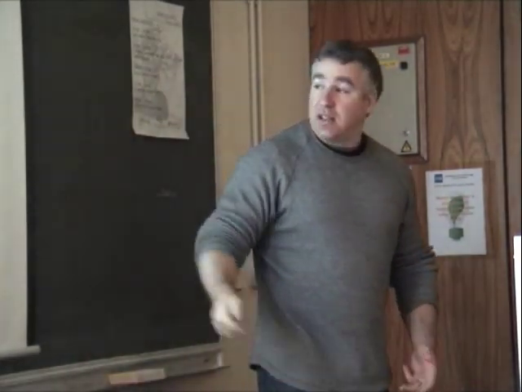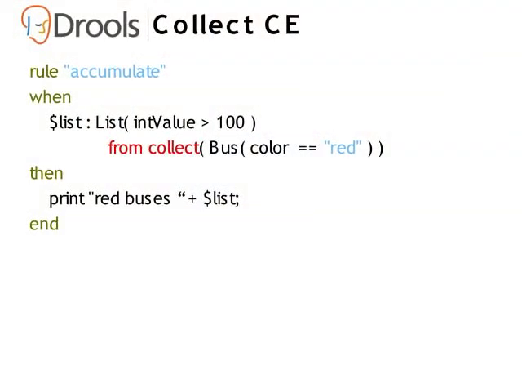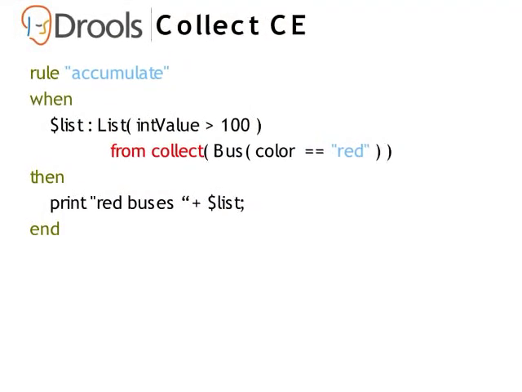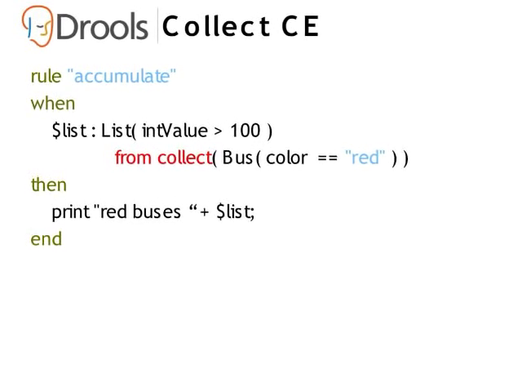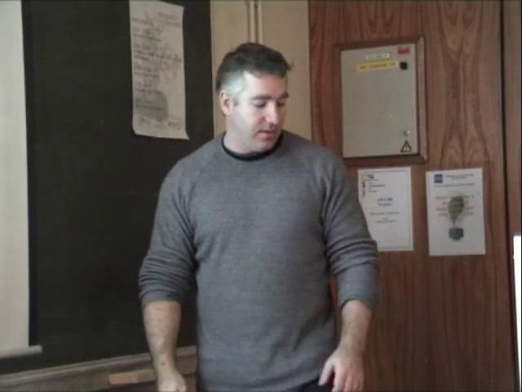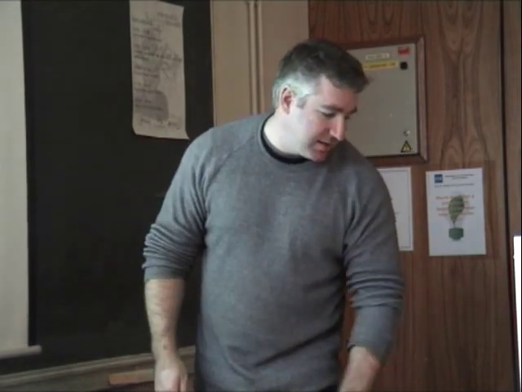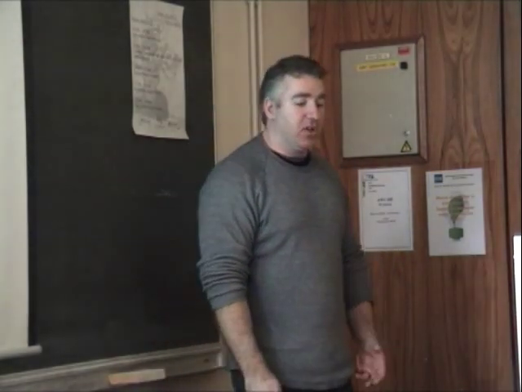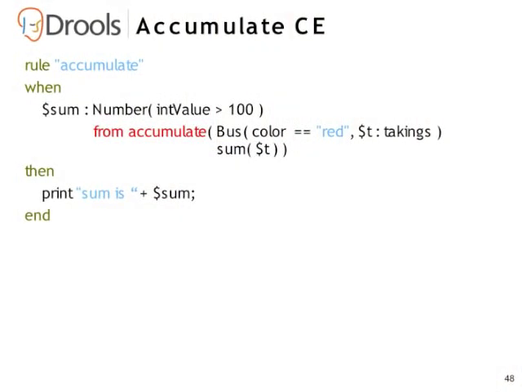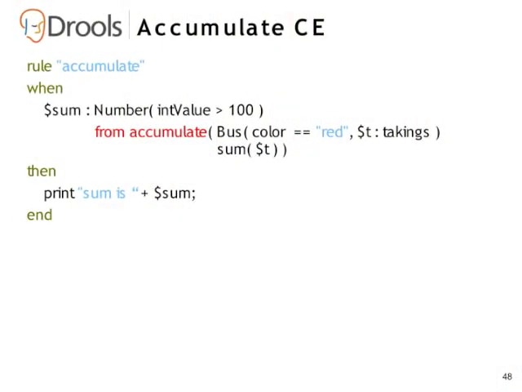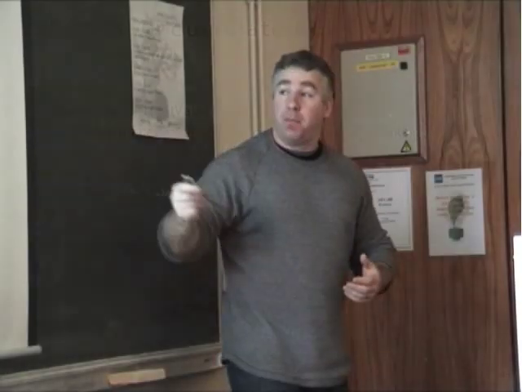More powerful CEs. So this is collect. Collect will collect everything it can find based upon the pattern you give it. So here I'm saying collect on my red buses. It returns a list. You can then evaluate the size of that list. You have accumulate. Accumulate allows you to do aggregation. This is fully pluggable. We come out with sum, average, total. Total is the same as sum. So we have a number of these, but these are fully pluggable.